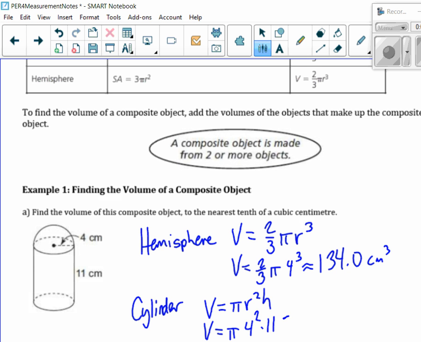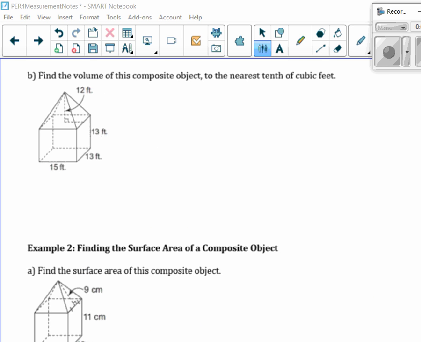And we get 552.9, and that would be cubic centimeters. And then the total would be those two added up, right? So we get 686.9 cubic centimeters. Okay, check your answers. So now we're going to find the volume of this house-looking thing.